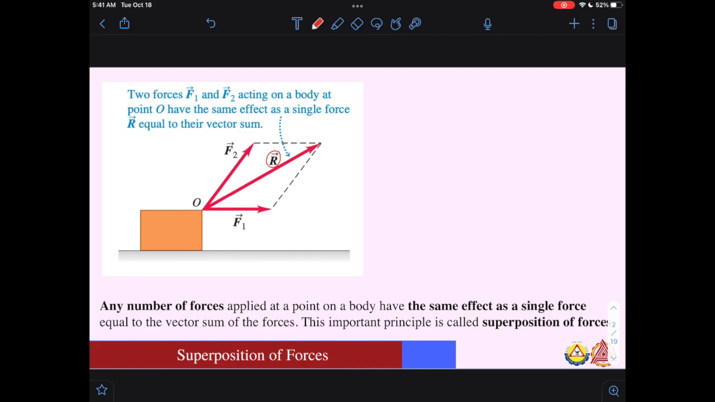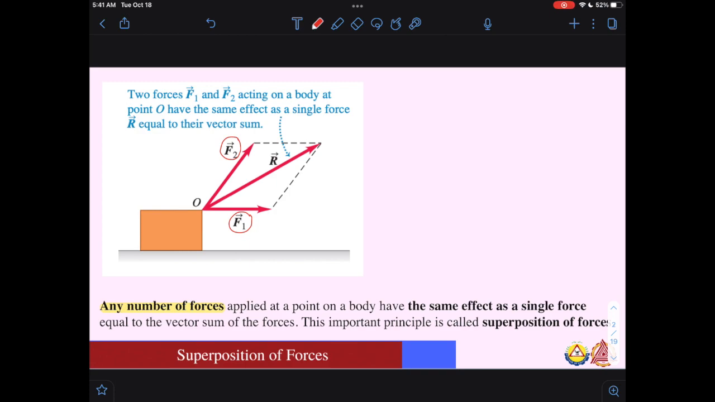Now, as I've said, we will talk about the superposition of forces. Now, what do we mean by superposition of forces? According to the text here, any number of forces, that means you could either have one force acting on the body, or another force, force 2, acting on the same body. So you have any number of forces. In this case, we are dealing with a simple case where we have two forces acting on the body.